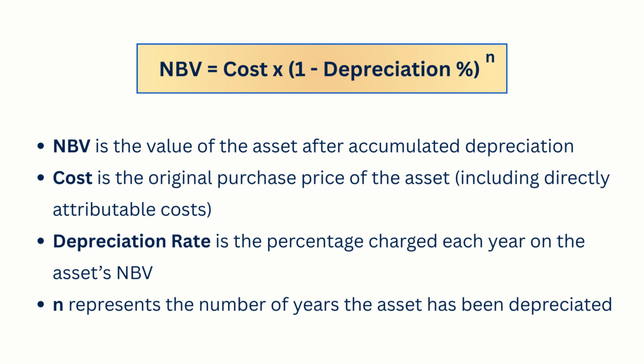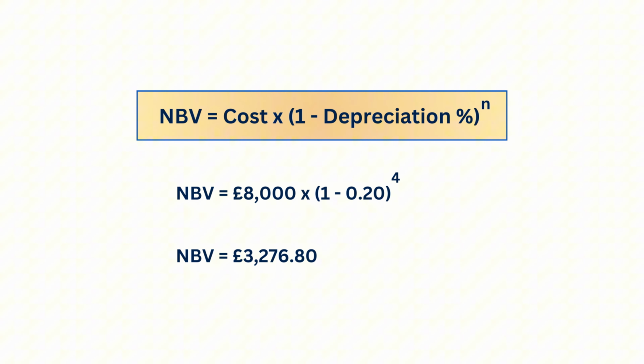Cost is what the asset originally cost. Depreciation rate is the reducing balance percentage. N is the number of years the asset has been depreciated. Each year, we are repeatedly reducing the value by the same percentage. Let's apply the formula to our example.